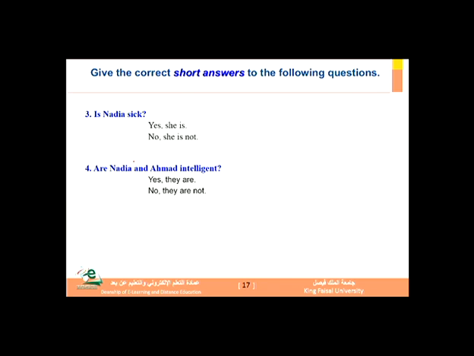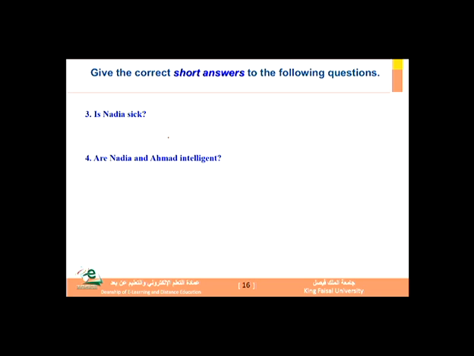Where did we get this they or this she? Now, going back to the slide, the word Nadia is a name for a female, and it is singular, so we use the pronoun she. While Nadia and Ahmed are more than one person, so we cannot use he because he is singular. We cannot use she because she is singular. So Nadia is one and Ahmed is one, so this means we have a plural, so we use they.